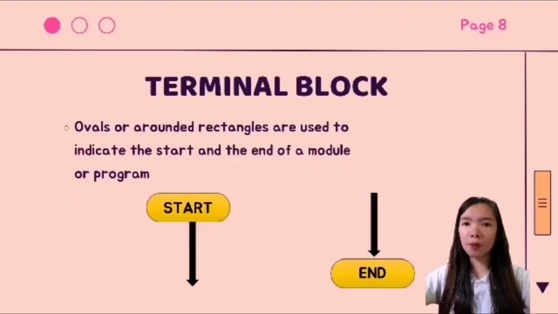Next is terminal block. Ovals or rounded rectangles are used to indicate the start and the end of a module or program. So, from the word terminal block, ito po yung symbol na ginagamit para sa termination o start ng ating algorithm o flowchart. So, we have these two, the start and the end. So, basically, from the word start, doon po magsisimula yung flowchart. And the end is last or the ending point of flowchart.